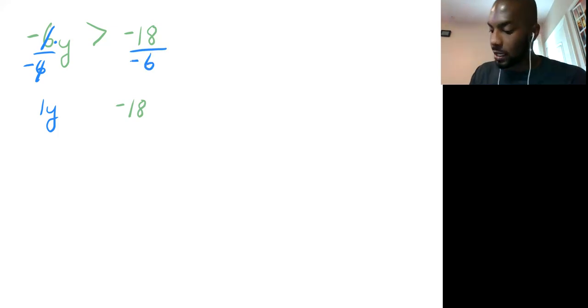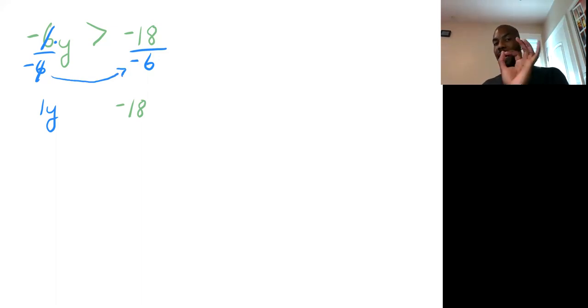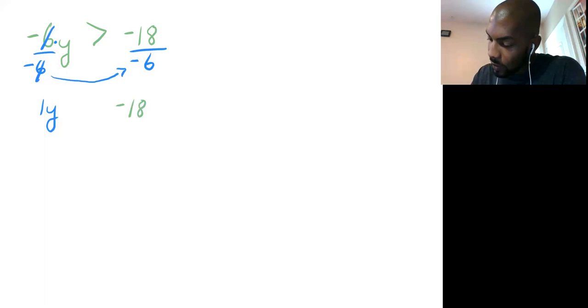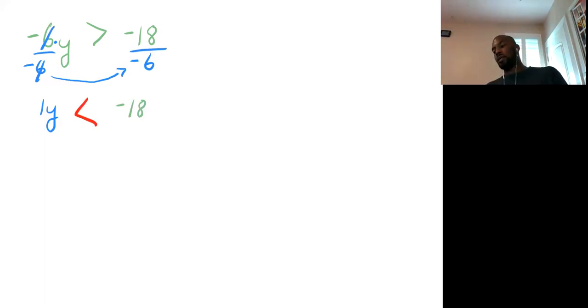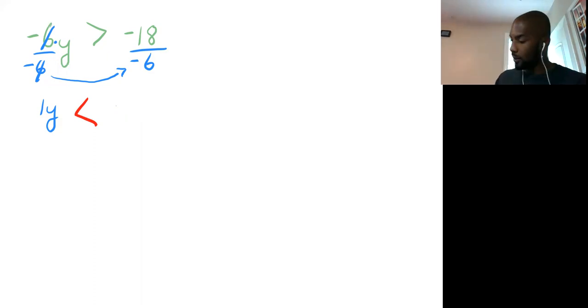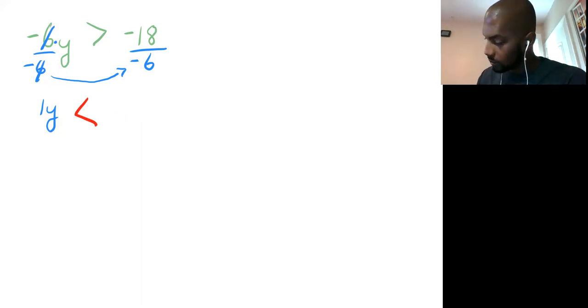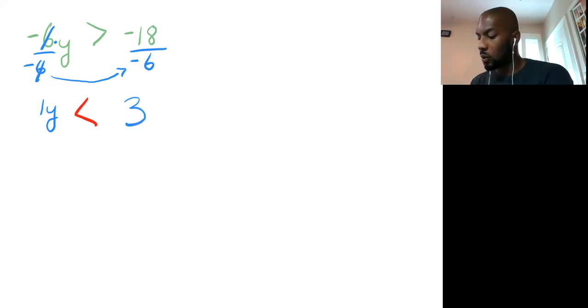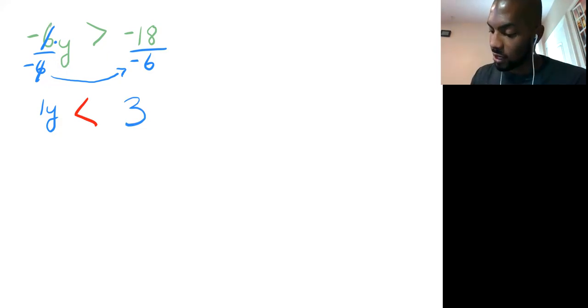And as you notice, as soon as I divide by a negative number, I need to flip the sign. So the sign is flipped. Negative 18 divided by negative 6 is going to be a positive 3. So 1 times y, 1 times anything is just itself. So y must be less than 3.